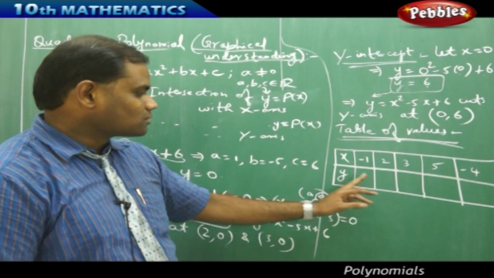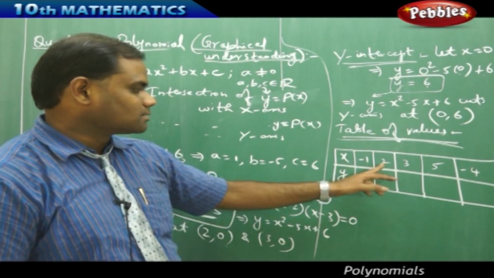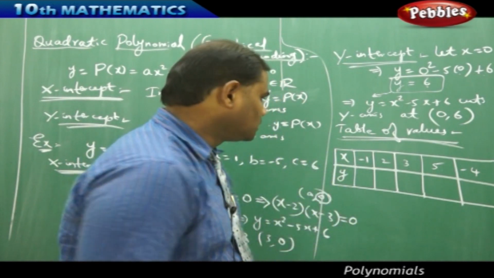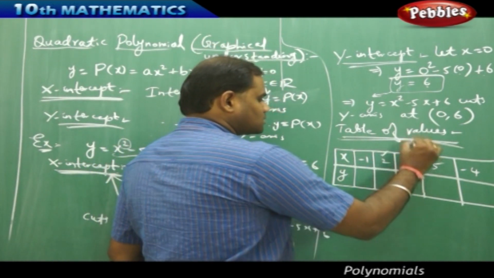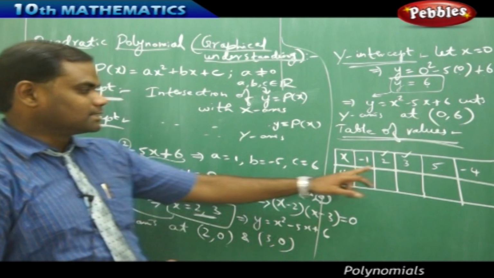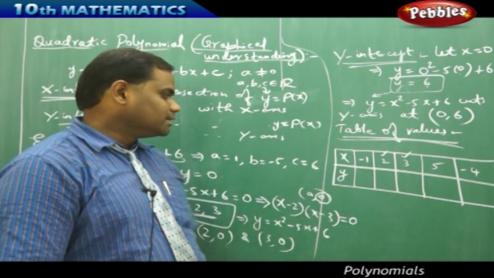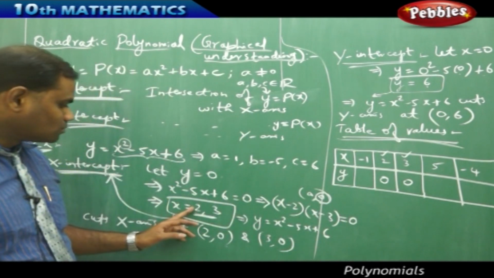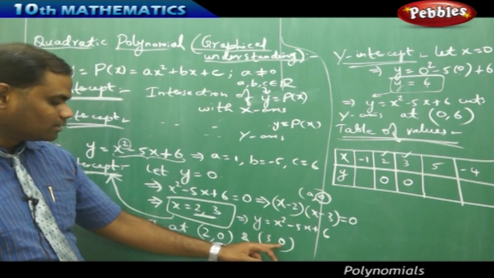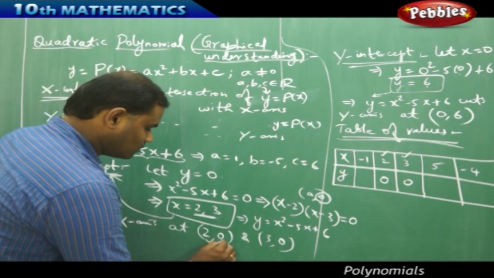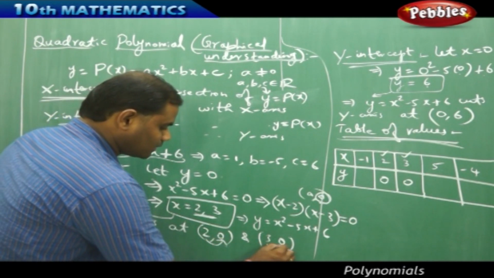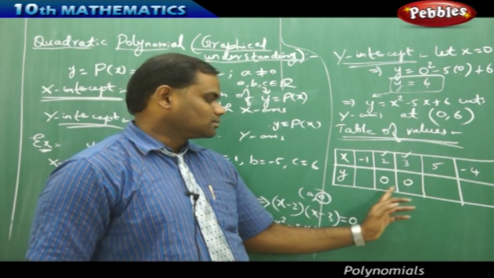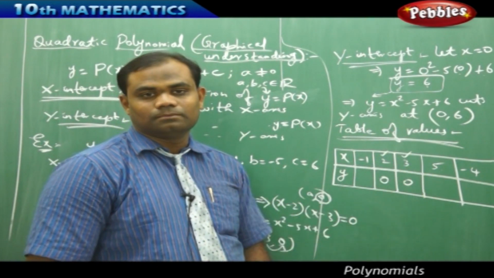So let's find the values of y corresponding to each of x as -1, 2, 3, 5, and -4. Here I have already included two values, x equal to 2 and 3, which are the x-intercepts. So I can easily get these to be zeros, because when x is 2, y is 0, and when x is 3, y is 0. These two immediately give me the value 0.